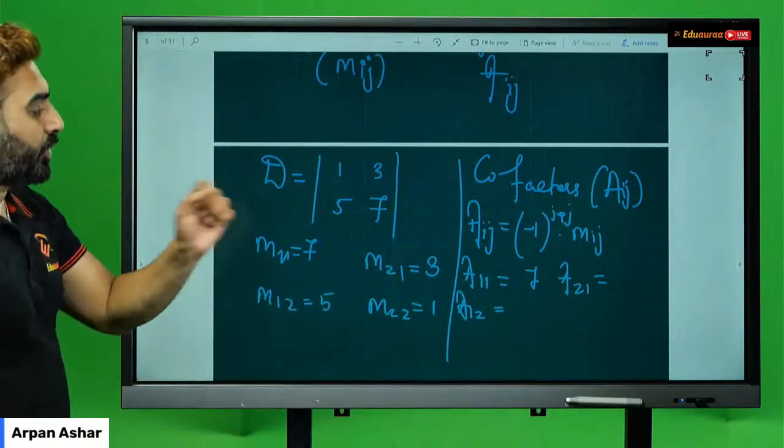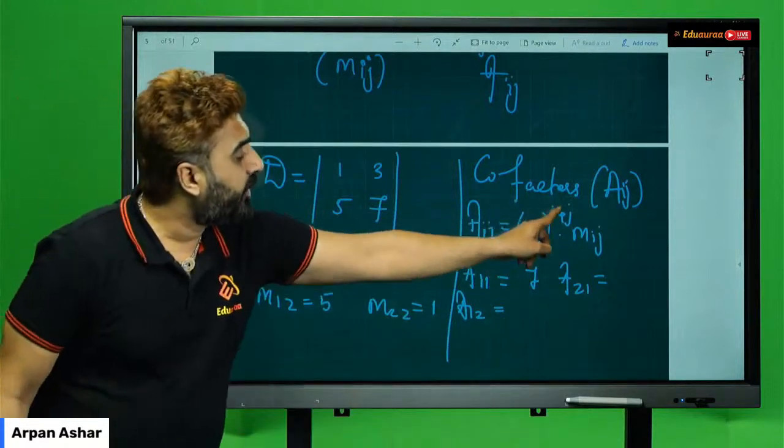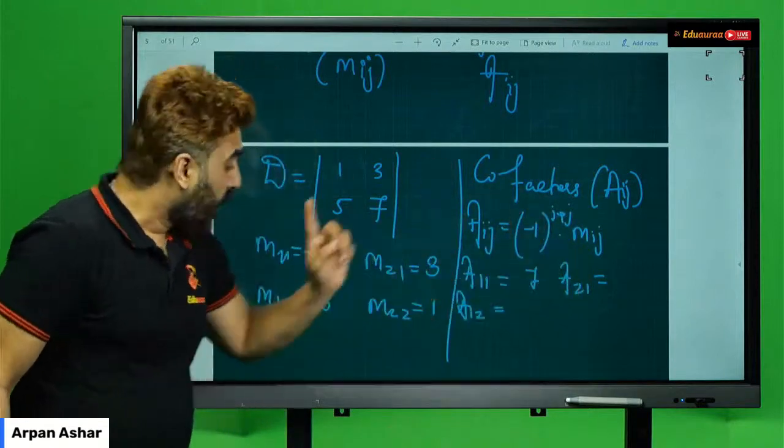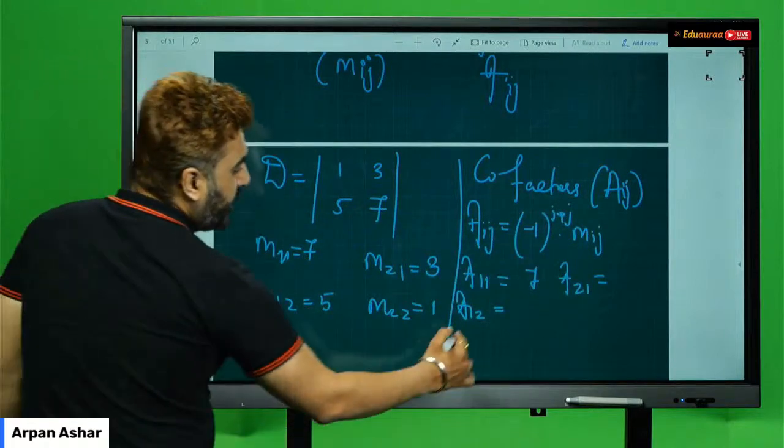A12 अगर फाइंड करना है तो A12 के लिए क्या करेंगे? (-1) raised to 1 plus 2 into M12. M12 is 5, so ये -5 हो गया.